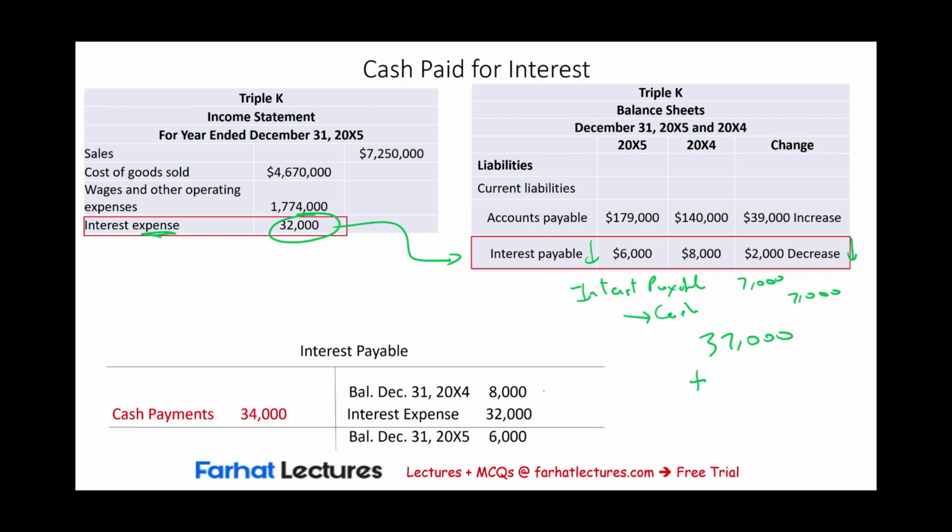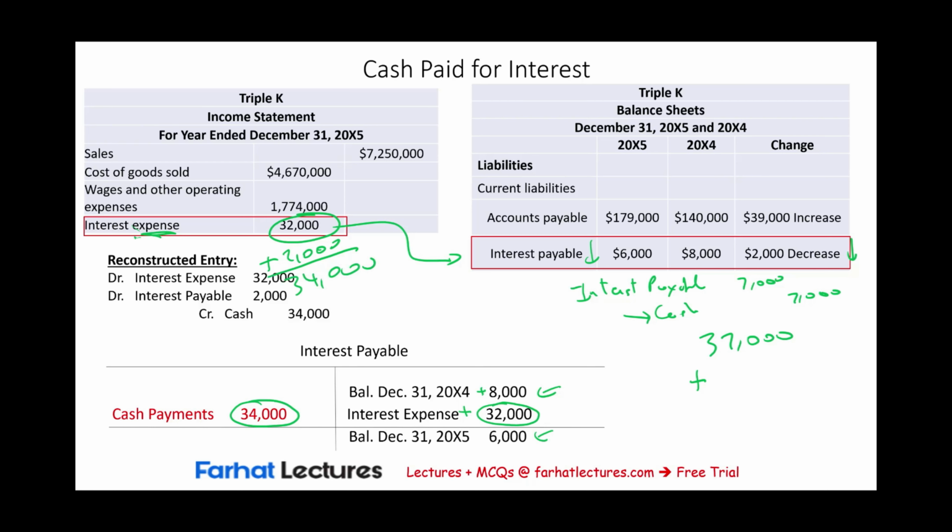Well, let's look at the T account. We started at 8, interest payable went down to 6. Now, expenses were $32,000. How do I know? When we debited interest expense, we credited interest payable. But if we take 8,000 plus 32, how much cash did we pay? We must have paid 34. And how did I figure this one out? Well, if I recorded 32,000 in expenses and my payable went down, it means I paid in total 34.